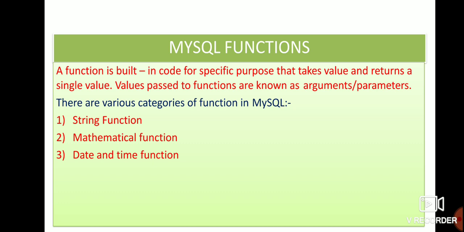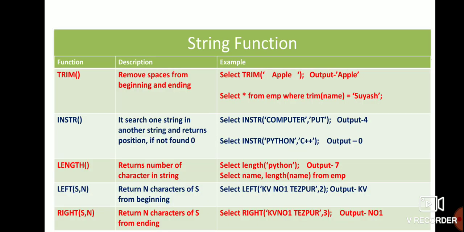A function is built-in code for a specific purpose that takes a value and returns a single value. Values passed to functions are known as what? Arguments or parameters. There are three types of SQL functions. First is string function, mathematical function, and date and time function. String function is also known as text function, as mentioned earlier. So there are various functions you can see.